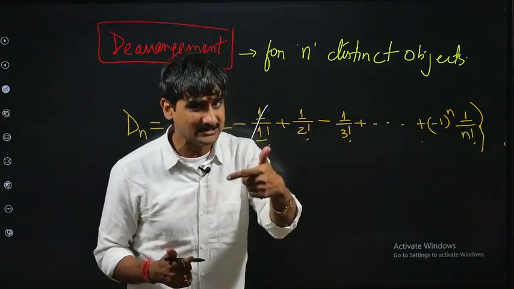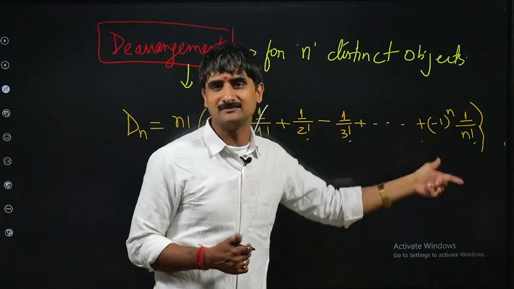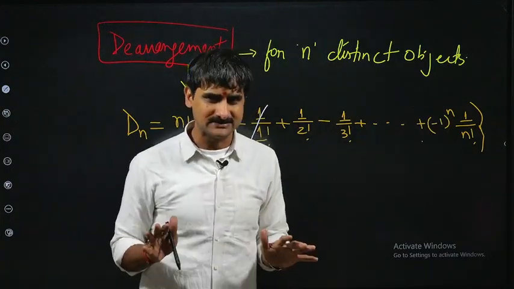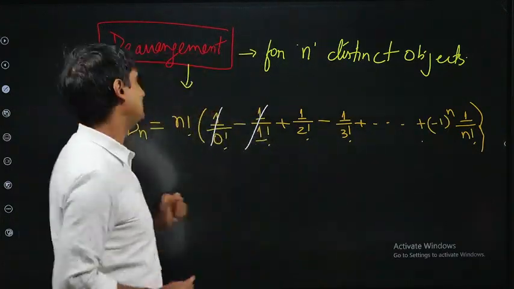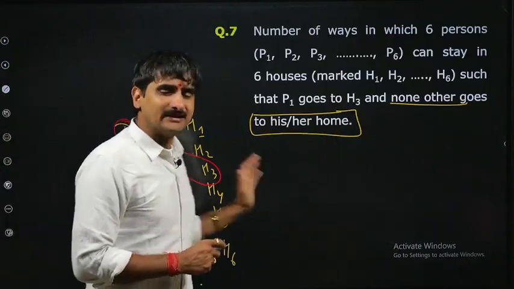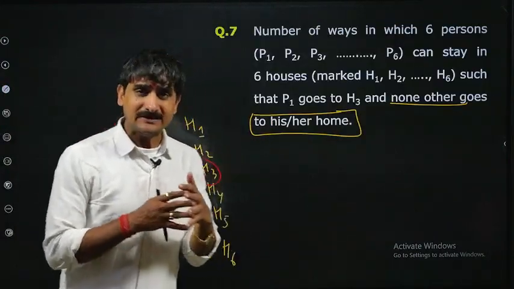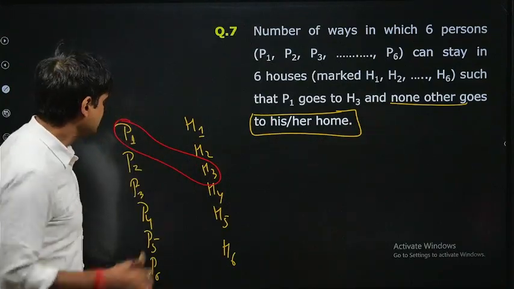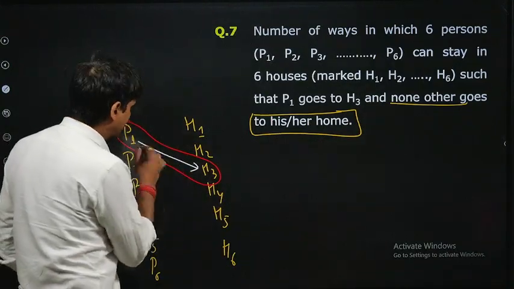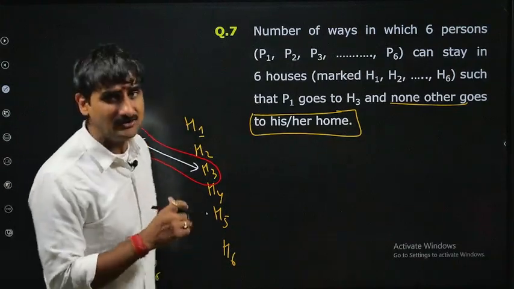Since 10 is an even number, the last term will be plus 1 by 10 factorial. So that's what we are going to use here. But as I said, it's not a direct question of derangement. It comes with a condition, and the condition is that it's fixed that P1 occupies the house of the third person. Now how to approach it?